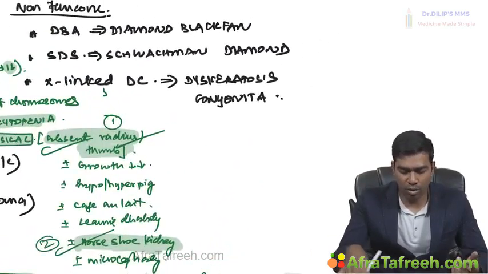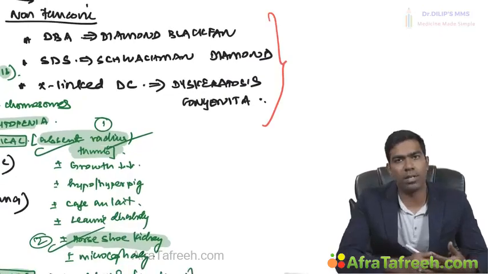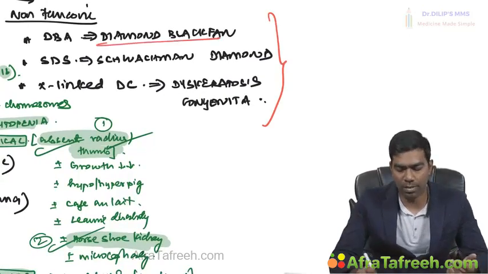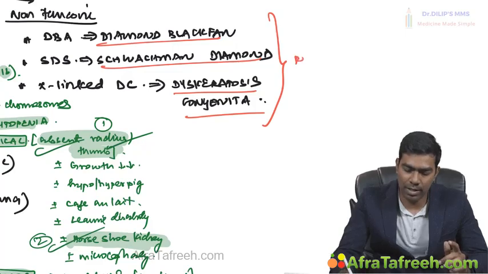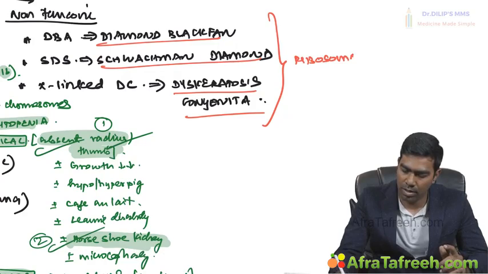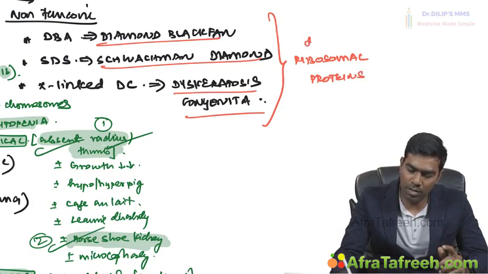But the money is also on the non-Fanconi anemias. There are three non-Fanconi anemias I told you. One is Diamond-Blackfan, Shwachman-Diamond, and dyskeratosis congenita. But the problem with these non-Fanconi related bone marrow failure syndromes is one thing that is very important for exams. These are all due to problems in the ribosomal protein biogenesis. These are all due to problems in ribosomal proteins.